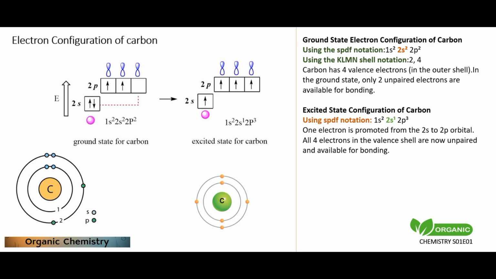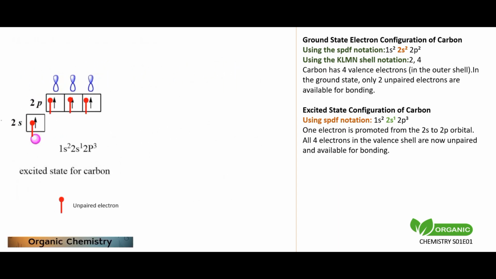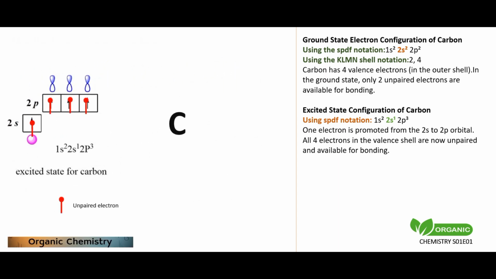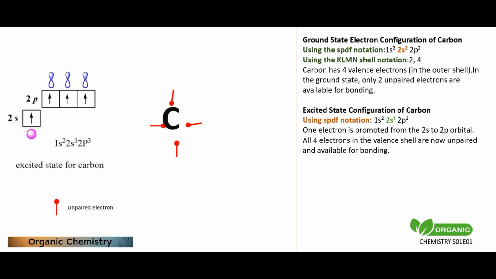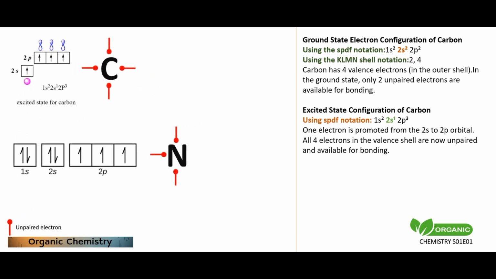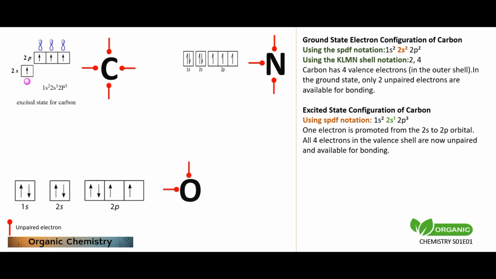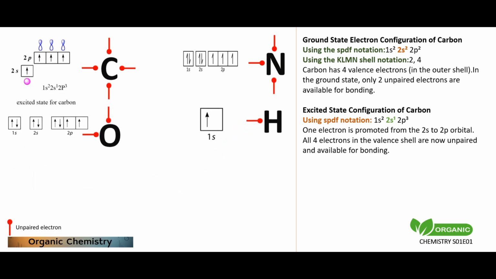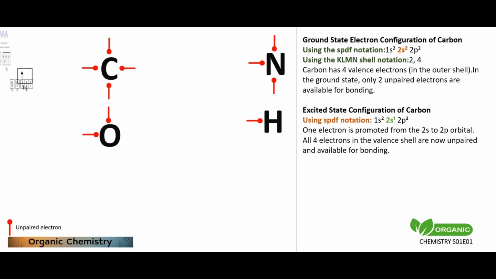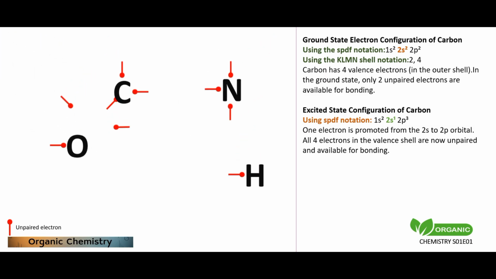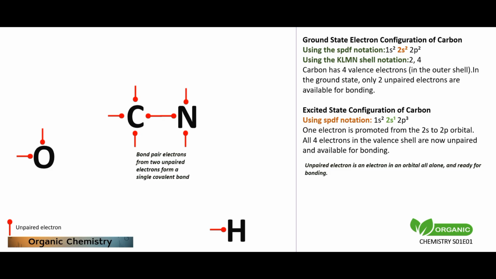Here, there are 4 valence electrons, 4 bonding electrons, and 4 unpaired electrons, and each of these will be represented in the study of organic chemistry as 4 lines. Nitrogen will be 3 lines, representing the 3 unpaired electrons. Oxygen will be 2 lines, from the 2 unpaired electrons, and hydrogen will be only a line, since it has only 1 unpaired electron. When you see a line, 2 lines or 3 lines connecting 2 atoms, the line represents a bond pair of electrons.